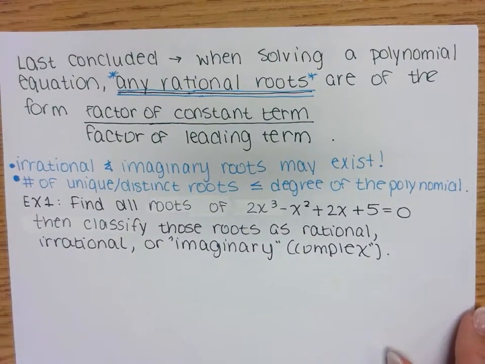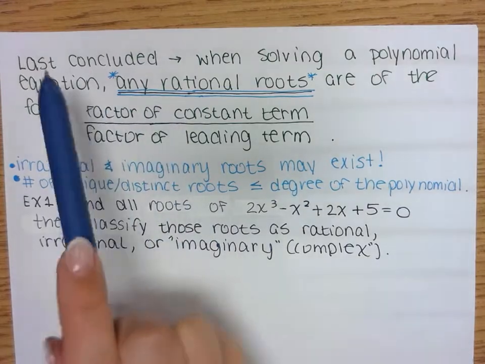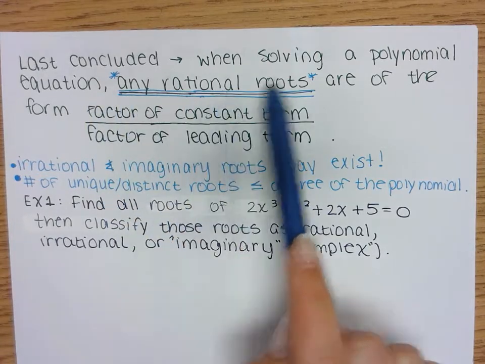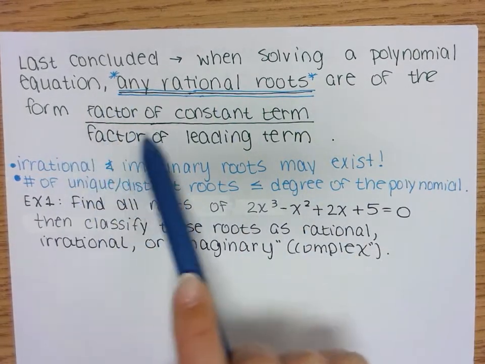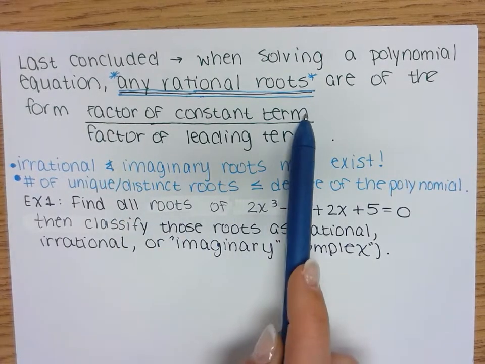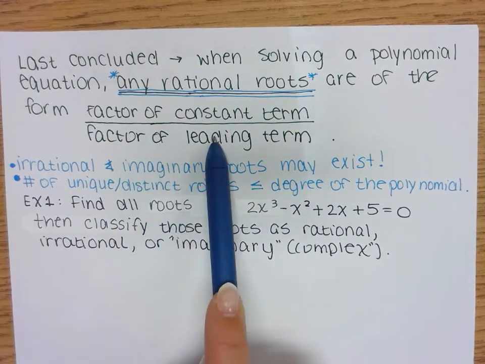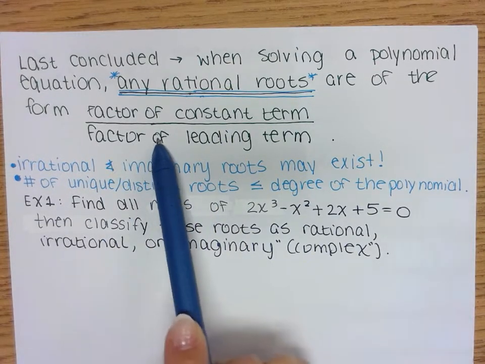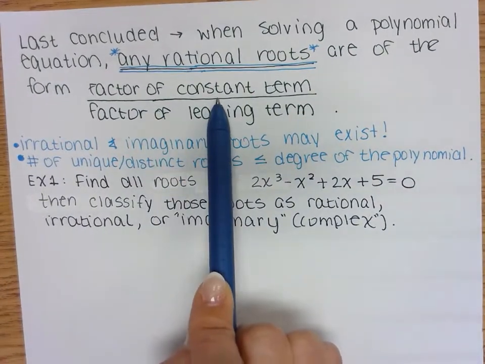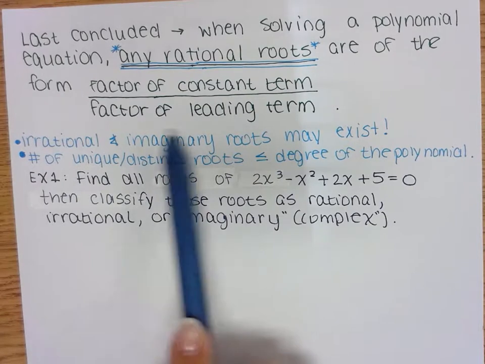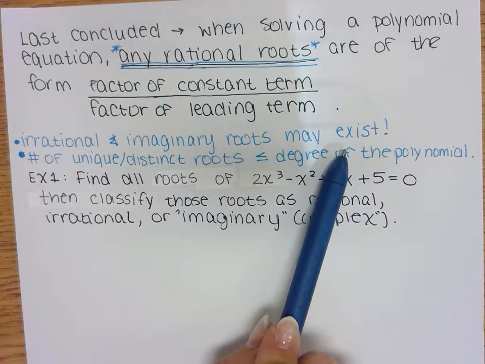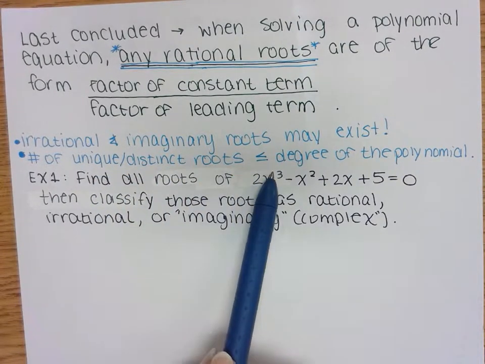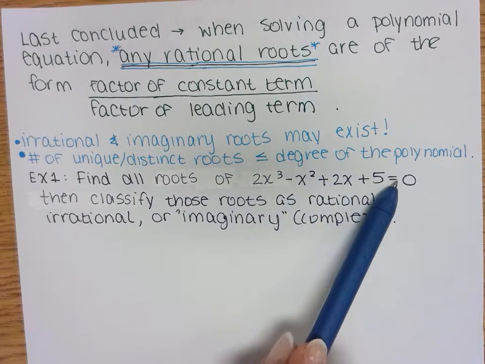Here's our next piece of notes here. So we last concluded, when solving a polynomial equation, any rational roots are of the form p over q, where p is a factor of the constant term and q is a factor of the leading term. All right, so we have to have it in standard form in order to look at it this way. You're going to see why this is helpful in just a few minutes. Again, we mentioned irrational and imaginary roots may exist. The number of unique or distinct roots will be less than or equal to the degree of the polynomial.